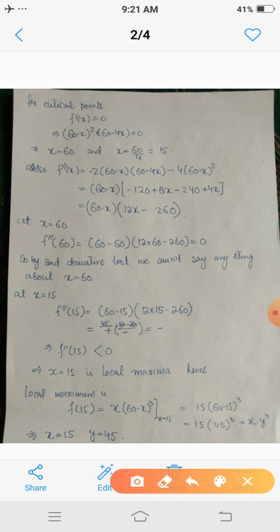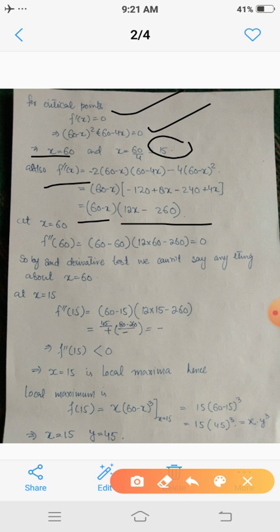Now for critical points, the derivative is 0, which implies (60 minus x) whole square into (60 minus 4x) equals 0. Hence x equals 60 and x equals 15. Also the double derivative, that is f double dash of x, by differentiating f dash of x, is (60 minus x) into (12x minus 260). At x equals 60, f double dash of 60 equals 0.